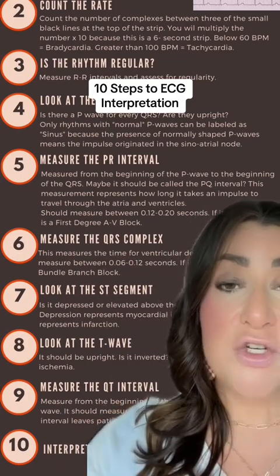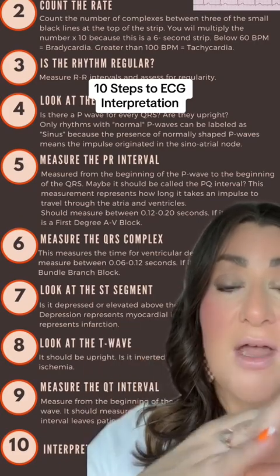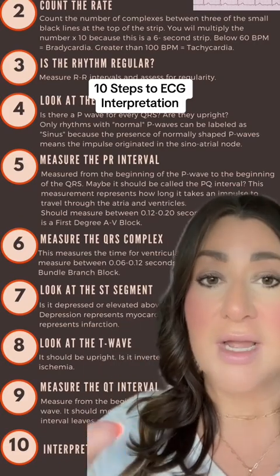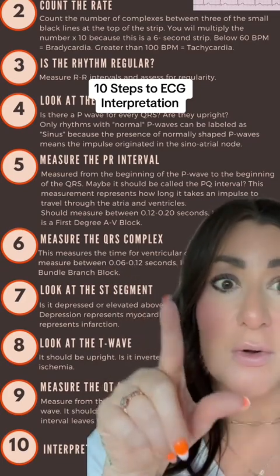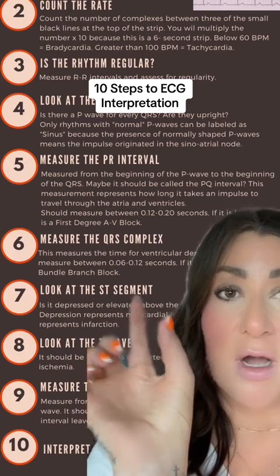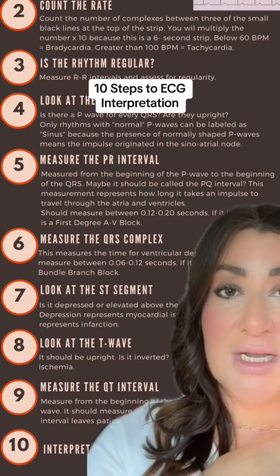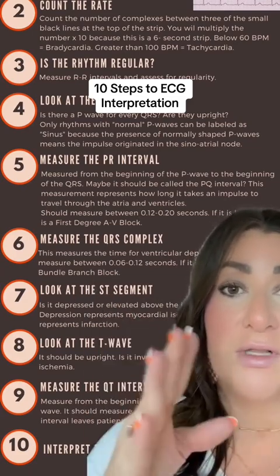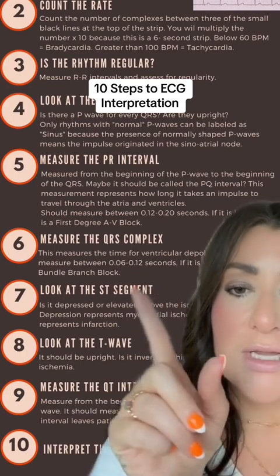Now, if this measurement is greater than 0.2 seconds, then you have a first degree AV block, and that's a PR interval that's too long. Next, you're going to measure the QRS complex itself. You're going to measure the width of the QRS complex, and that needs to be less than 0.12 seconds long, or there's some kind of electrical block called a bundle branch block going on with the QRS.